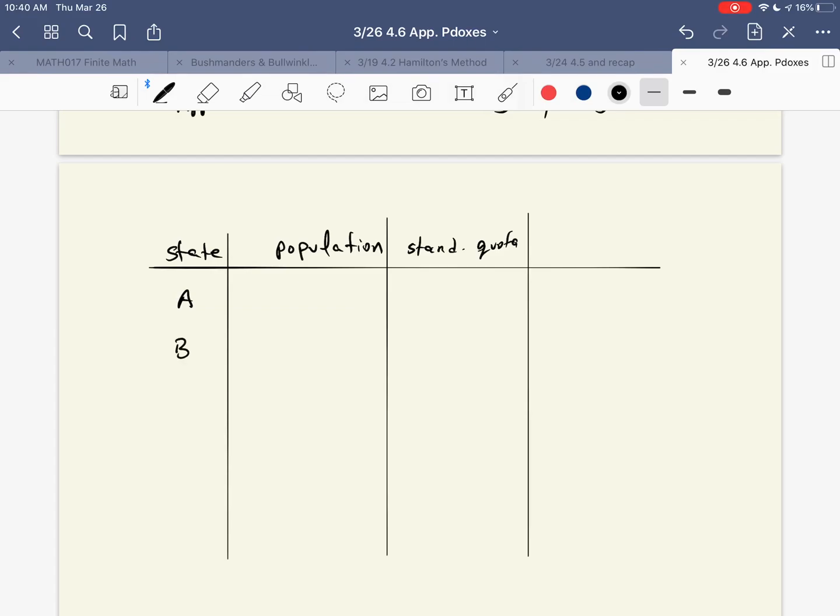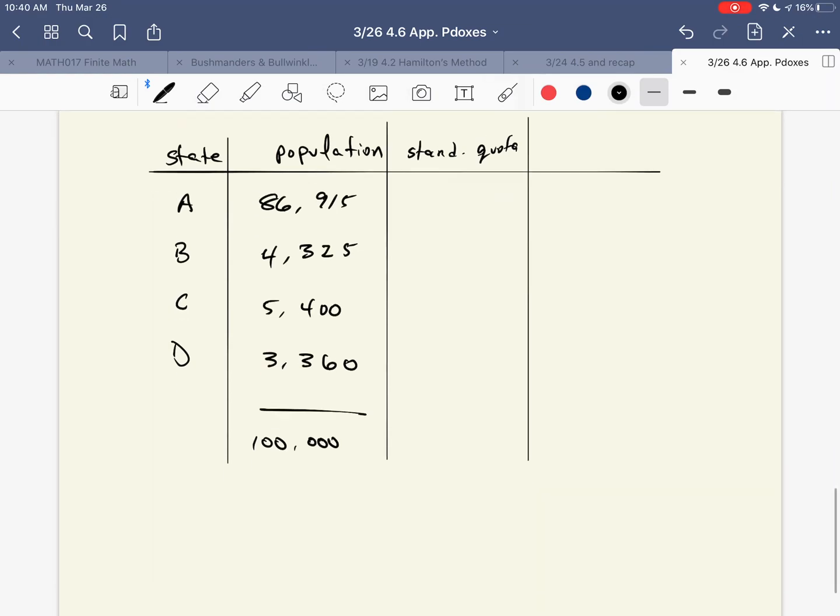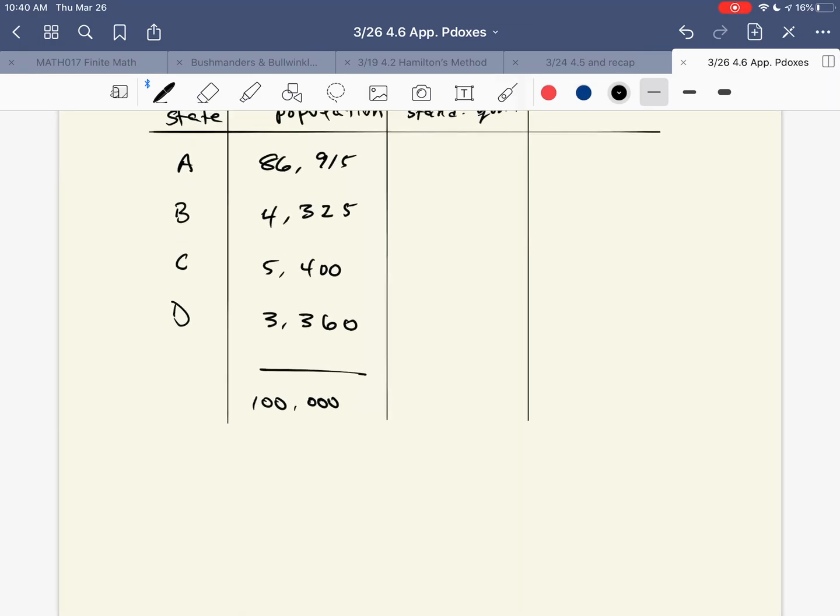Okay, so Alita, Bonita, Corona, and Doritos, and their populations respectively are 86,915, 4,325, 5,400, and 3,360. And in total, I've added these up already, added up to 100,000.